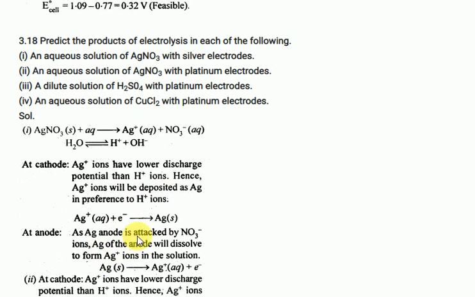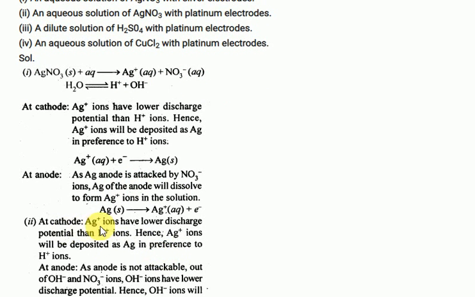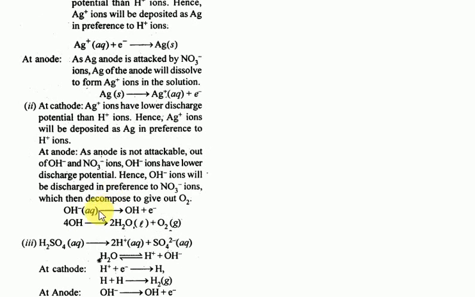As Ag undergoes reduction at the cathode, at the anode, the silver anode is attacked by the NO3 minus ion, so the Ag anode will dissolve to form Ag+ ion in the solution. At the cathode, deposition will take place. At the anode, dissolution will take place. In this equation, OH minus undergoes oxidation, so it becomes water molecule plus O2.